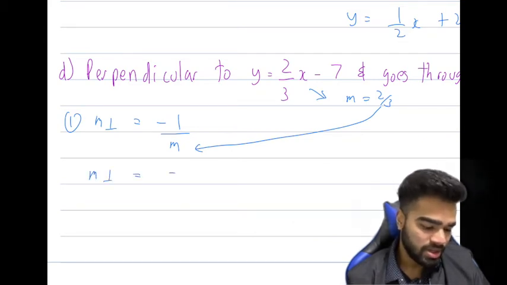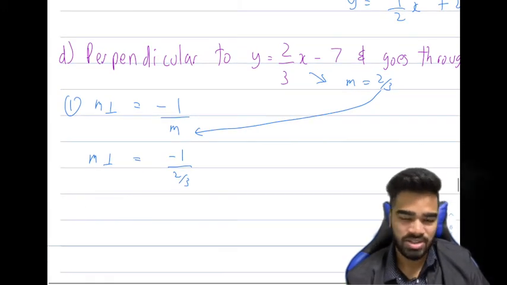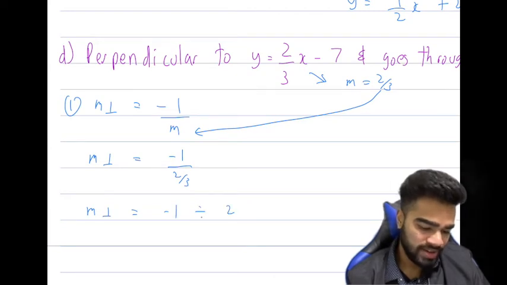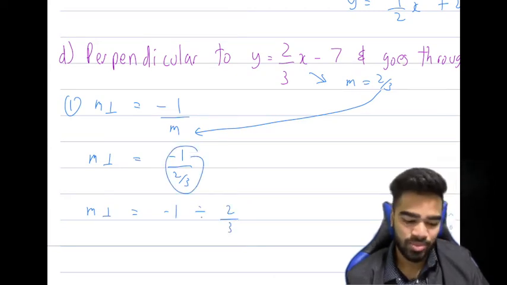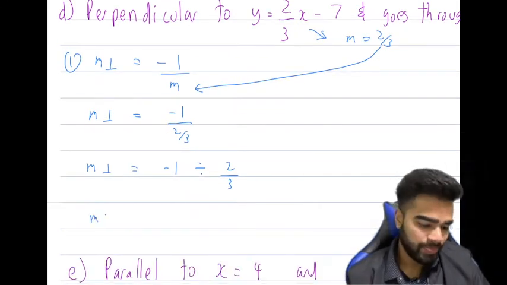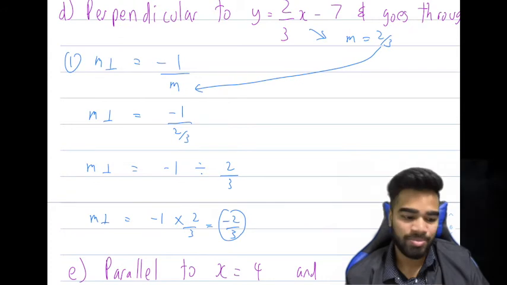So the perpendicular gradient is -1 over 2 over 3. We just need to simplify this a bit. It looks a bit scary, but it's really not. You can say m perpendicular is -1 divided by 2 over 3. Both of these mean the same thing. Remember when it's divided, you can flip it and multiply. So the perpendicular gradient is -1 times 3 over 2, which is equal to -3 over 2. So that's the gradient of a perpendicular line.